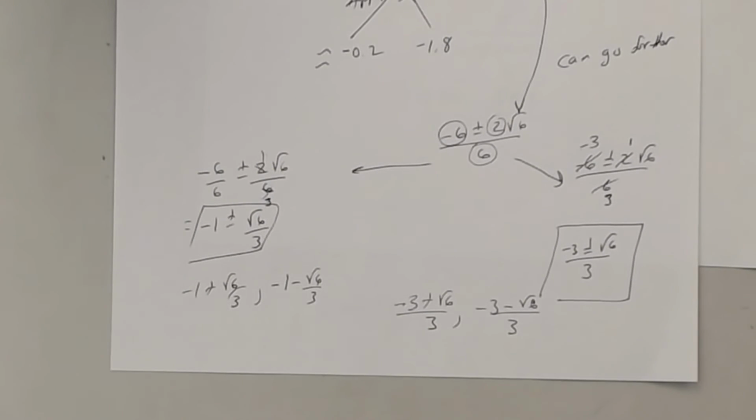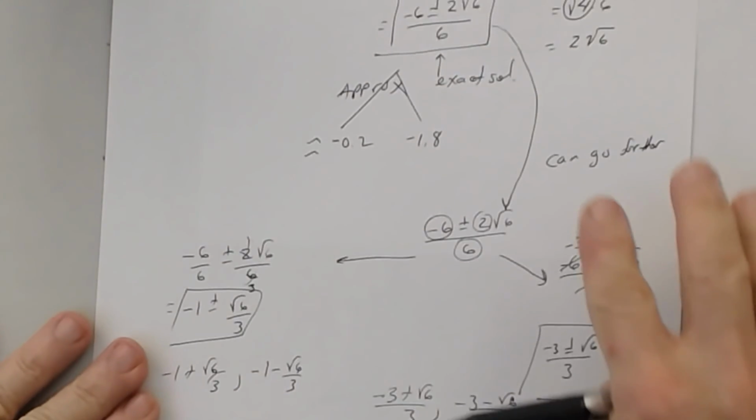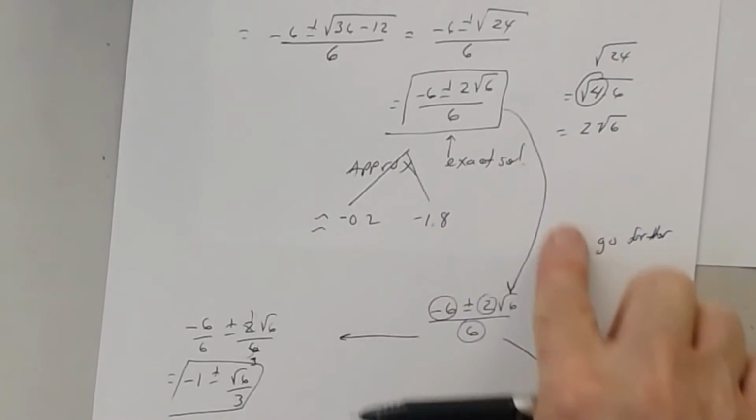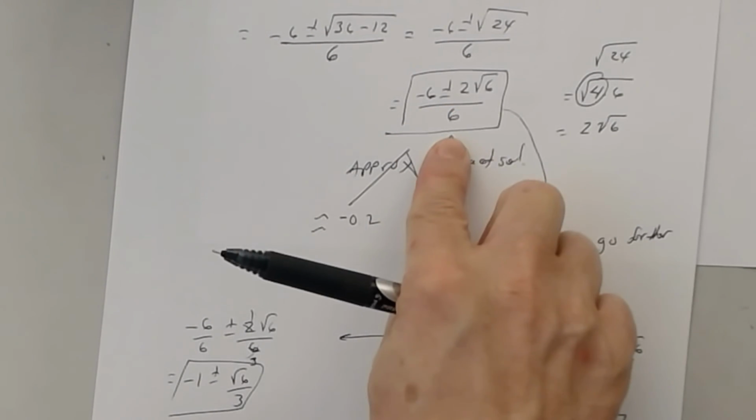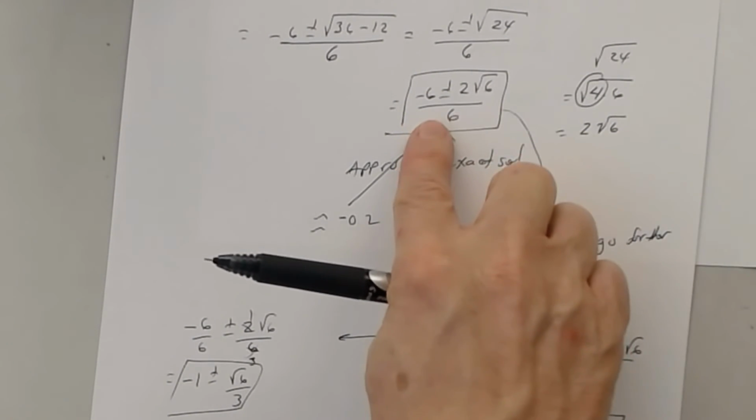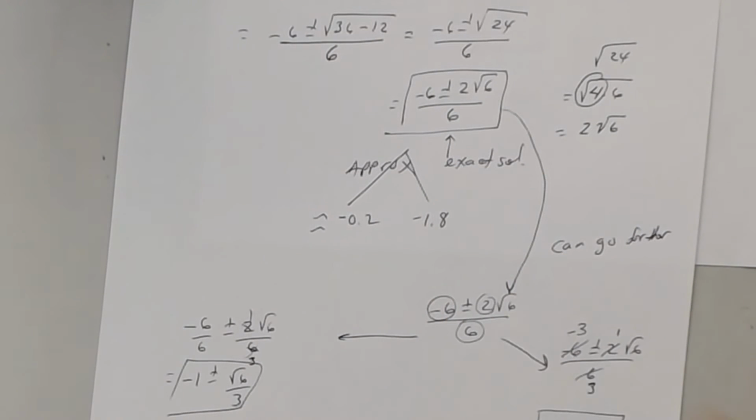Now remember, you have unlimited chances. So it should be one of these. It may give you credit if you wrote it as negative 6 plus 2 square root of 6 over 6, and then negative 6 minus 2 square root of 6 over 6. Okay? All right, so that's the end of that part.